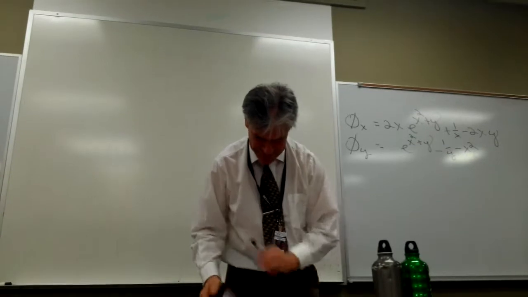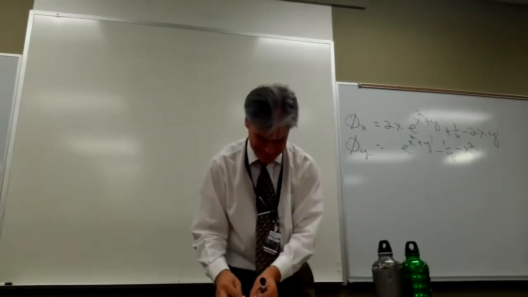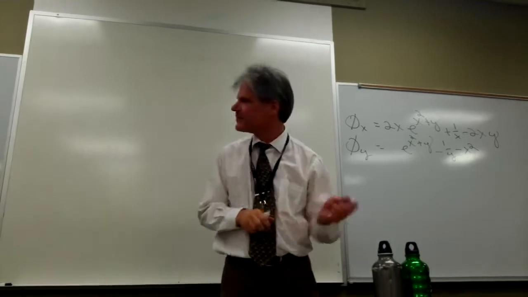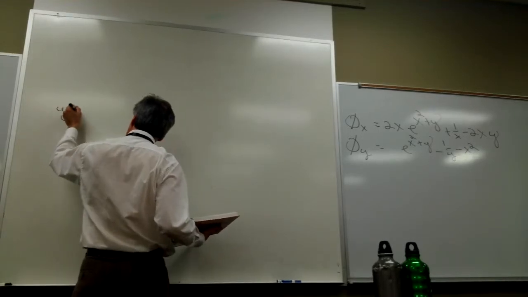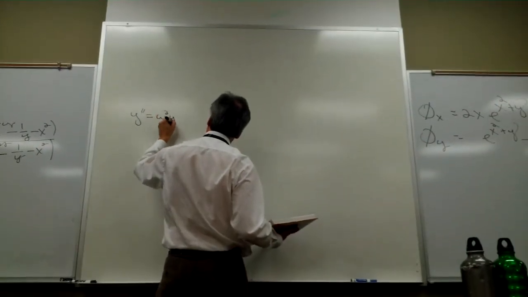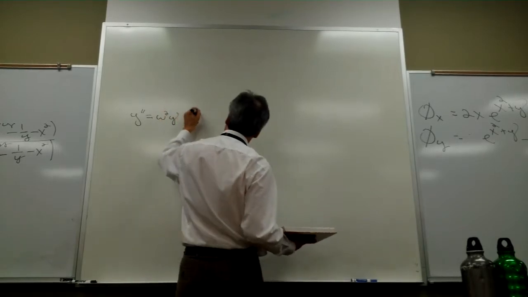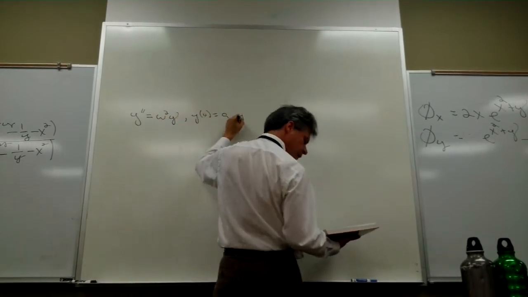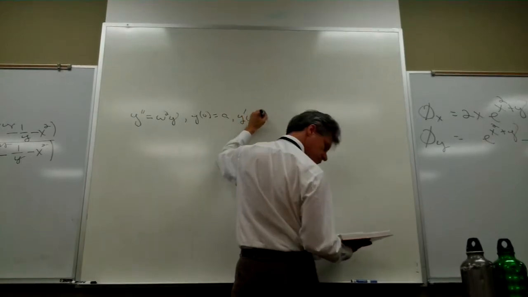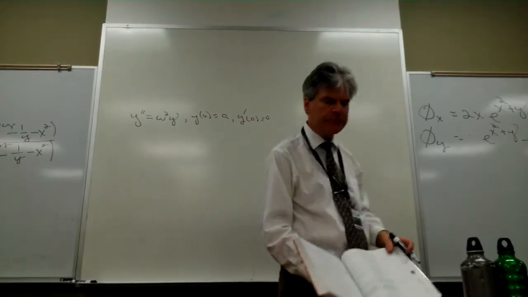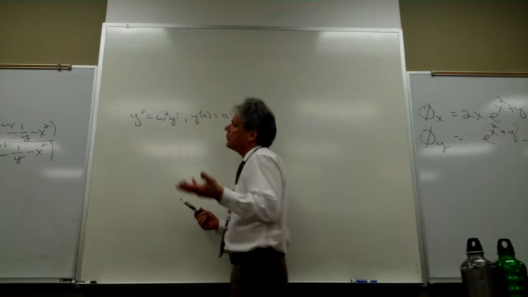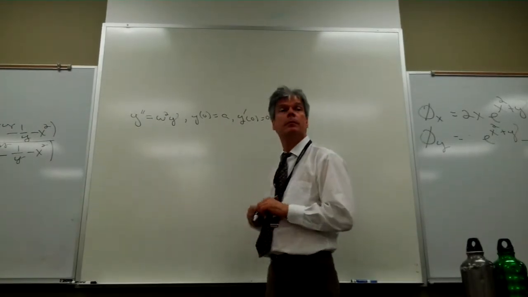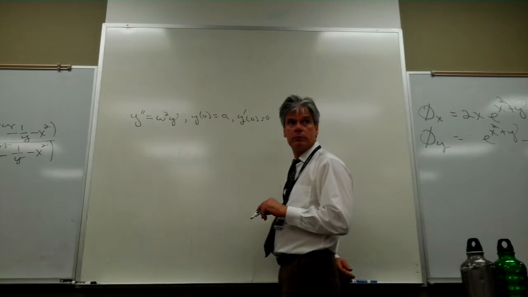Section 1.11. Where I have y double prime equals omega squared y, with y of 0 being equal to a and y prime of 0 being equal to 0, where omega and a are just positive constants. So, I don't know, you guys, what do I do? All right, just stare at me then.